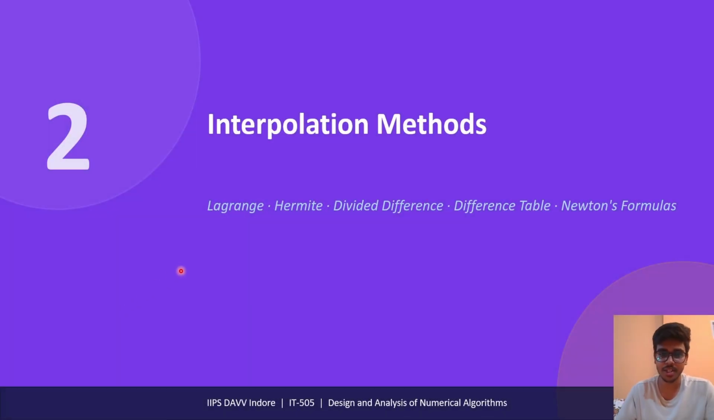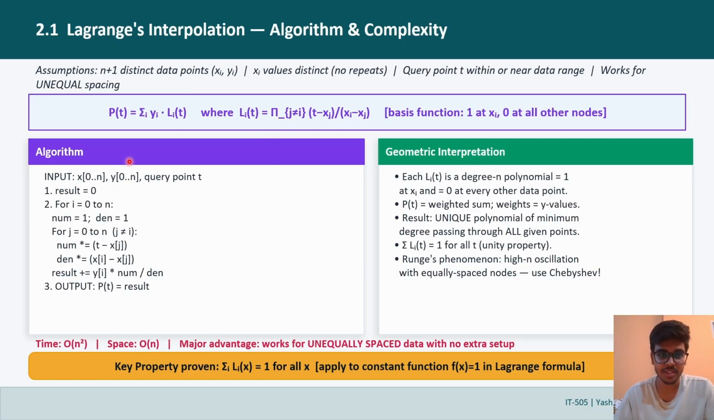Section 2: Interpolation Methods. This section covers 5 interpolation methods. Interpolation means, given a set of data points, find a polynomial that either passes through all of them or can be used to estimate value at new positions. So first is Lagrange interpolation.